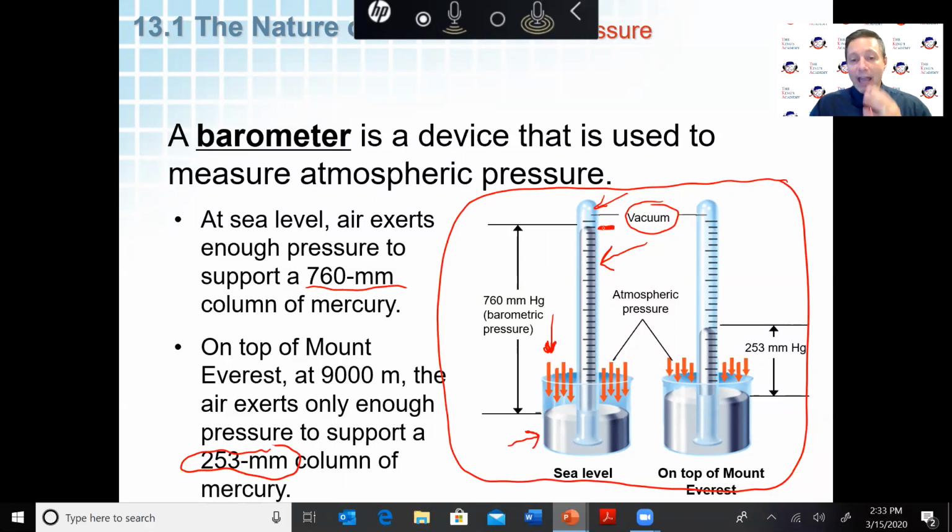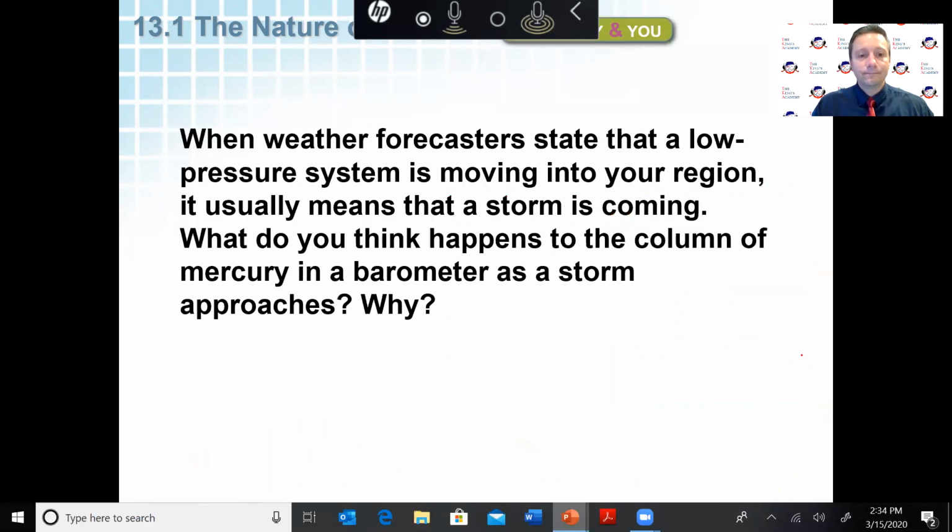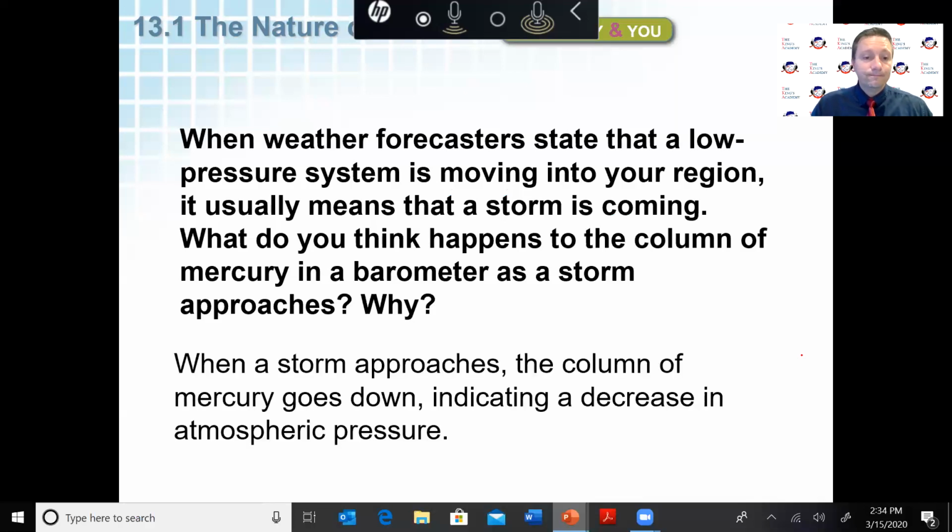So depending on the atmospheric pressure, you could be higher than 760 or lower than 760. And that's what's the case when we talk about being on top of Mount Everest. It's less pressure pushing down. So therefore now you are only at 253 millimeters of mercury rather than the 760. And that's what weather people talk about. So if you have a low pressure system coming in, that typically means you're going to have a storm.